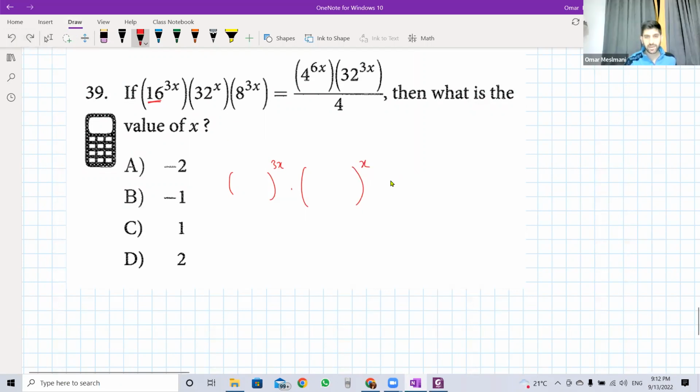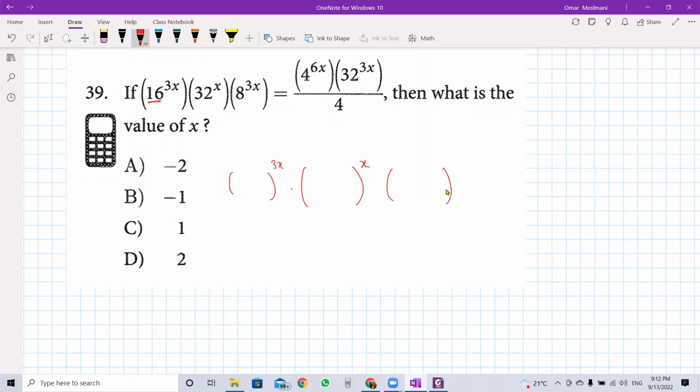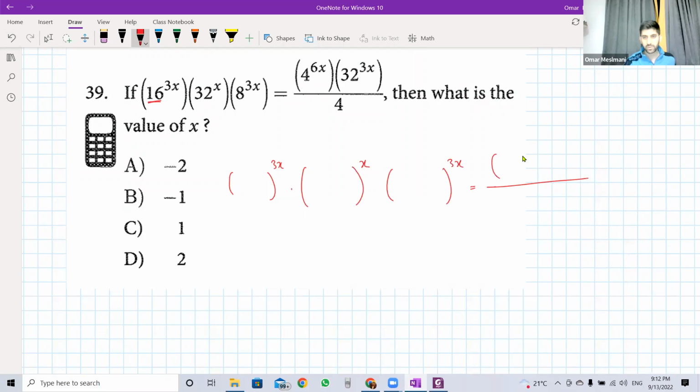Okay, 16 power 3x multiplied by 8 power 3x equals 4 power 6x multiplied by 32 power 3x over 4. Again, I'm not going to keep the 16 as 16. What you said, 16, I will do it as 2 power 4. The 32, I'm going to do it as 2 power 5. The 8, I'm going to do it as 2 power 3. The 4, I'm going to do it as 2 power 2.